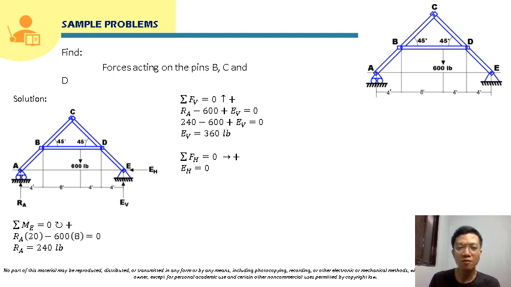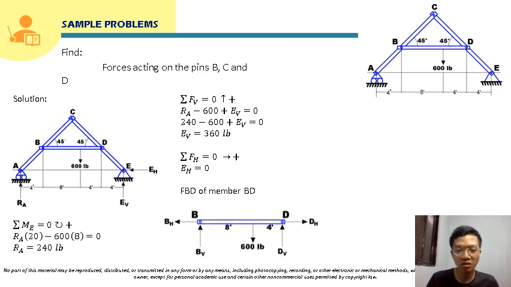Since we already solved for these reactions, we can now start solving this frame. We can now start with the member that is carrying a load, and that is member BD. Drawing the free body diagram of member BD, this will be the free body diagram. So BD carries this 600-pound load. This member will be subjected to bending.